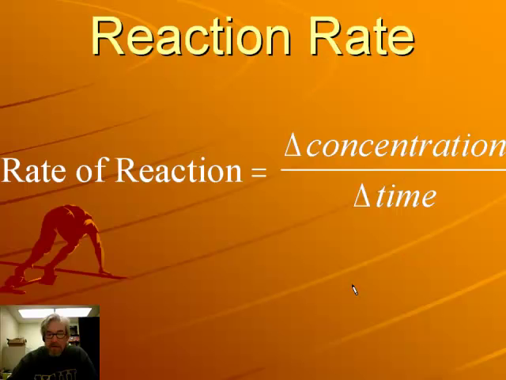So let's define reaction rate. Reaction rate really is the change in concentration divided by the change in time. You might recognize this from physics or from a math class, that a change of anything with respect to time is a rate. So like speed, for example, is change in position with respect to time. Well, rate of reaction is measured as change in concentration divided by change in time.